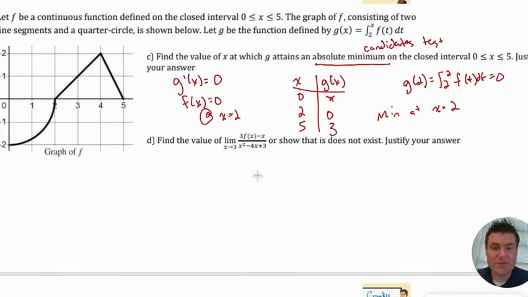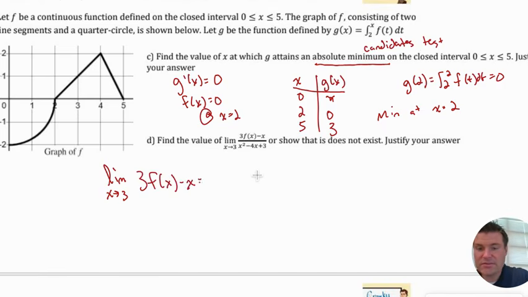It's a ratio of 3 f of x minus x all over x squared minus 4x plus 3. I'm thinking right off the bat we're going to use LHOP, but I do quickly want to plug in these values just to check, and I'll do that by separating the numerator and the denominator. So this is going to be 3 f of x minus x, which is equal to, no more limit. I'm going to do a direct substitution here because I don't think I need the limit.